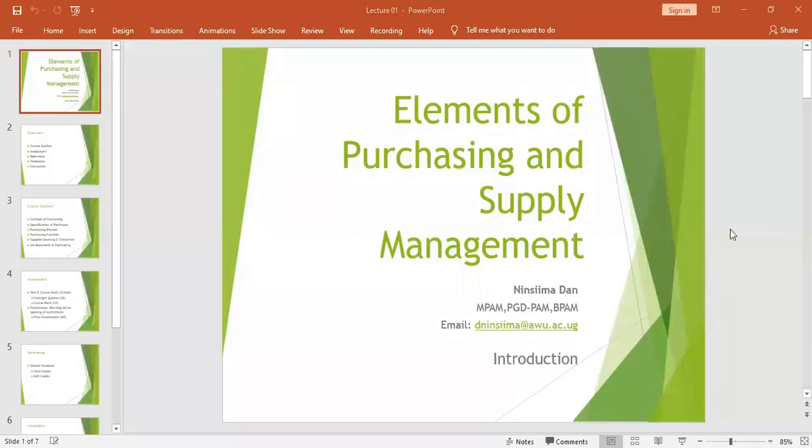To this afternoon's lecture by Nisima Dan, Elements of Purchasing and Supply Management. Today I'm going to discuss a topic which I had started on last time, known as specification. Last time I defined what specification is, types of specification. Today, I'm going to continue with the contents of specification and the components of specification.